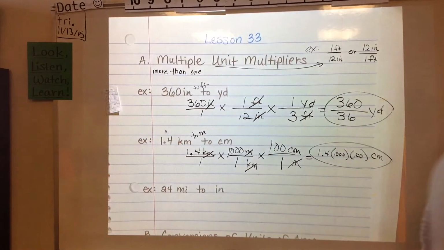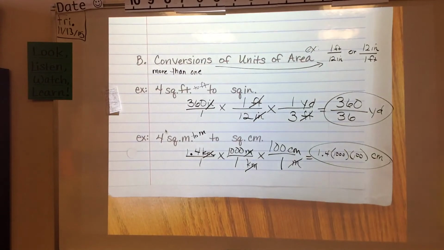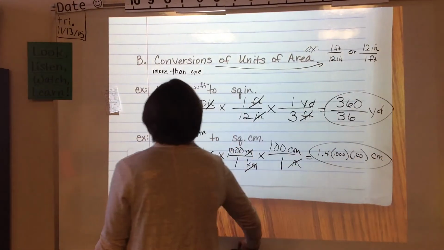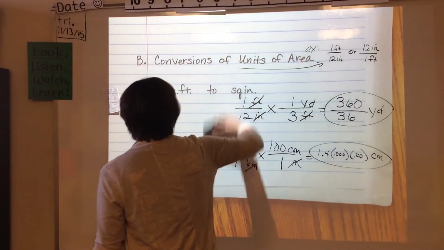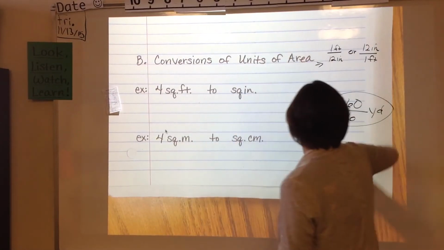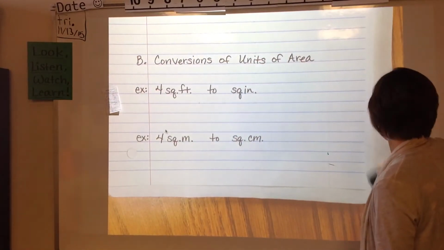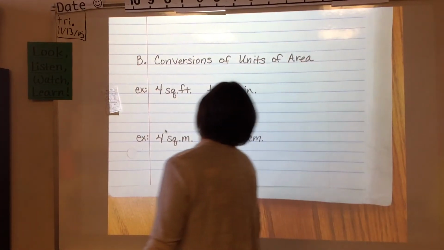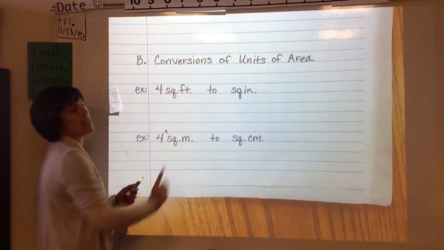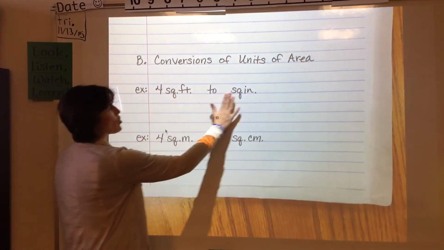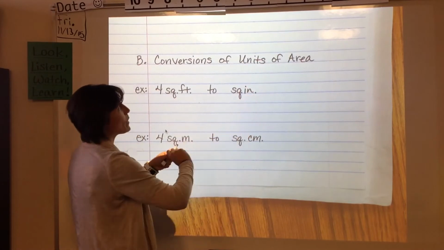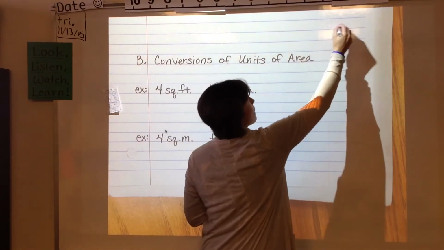All right? Another thing we need to talk about now that we can do multiple unit multipliers is, this is letter B, conversions of units of area. What in the world? This is for square feet, and I want to change it to square inches. Now everybody understands when I'm talking about a square, I'm talking about area.